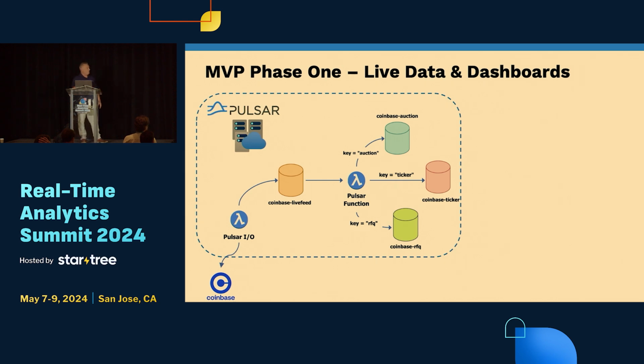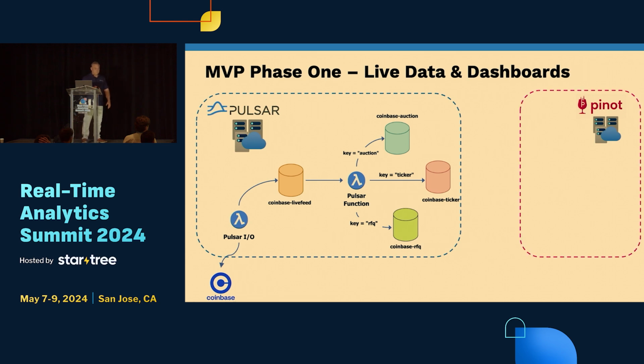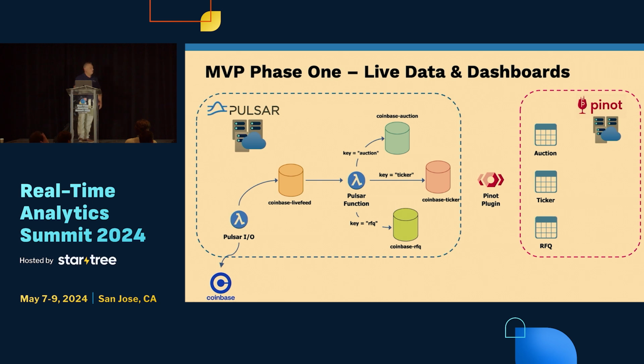So that's bringing in the data. We've brought the data in, we've sorted it out, we've done some routing on that. Next, stand up Apache Pinot. With Apache Pinot, we'll first use the Pinot plugin for Pulsar. There's one that comes out of the box. We'll configure that, make sure it's configured. And then we'll define an auction table that maps to the Coinbase auction topic, a ticker table, and an RFQ table that all map to the corresponding data.